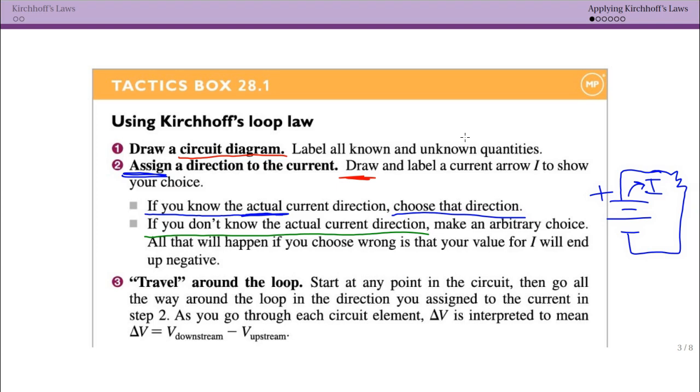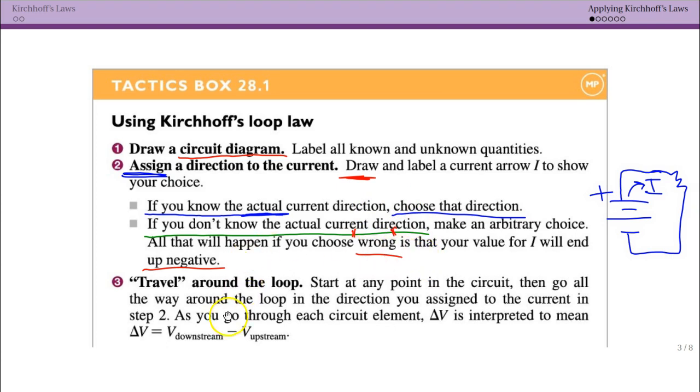So here they say, well, what if your choice is wrong? Well, you'll end up with a negative value of I, so that just says that it's flowing the opposite way. So in that case, it's not really wrong. It's just that you've chosen one direction to be positive and the current you've gotten was actually flowing the other way. So if you have any indication of what direction it is, pick that direction. But if you choose the opposite direction, there's no problem with that.